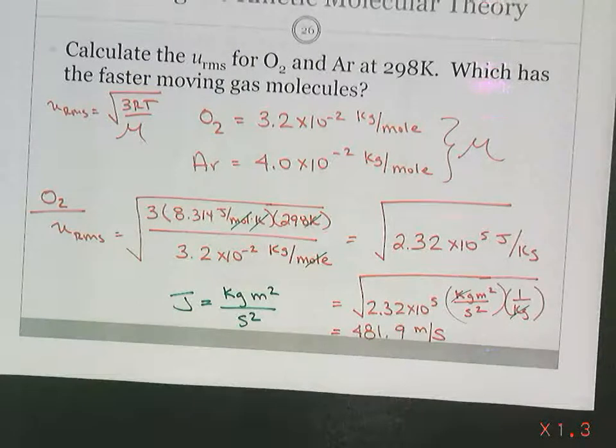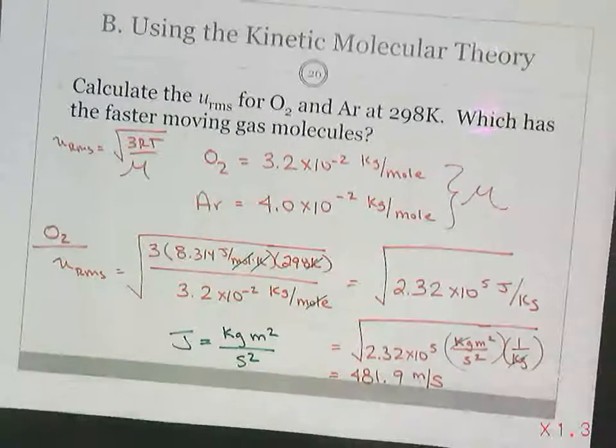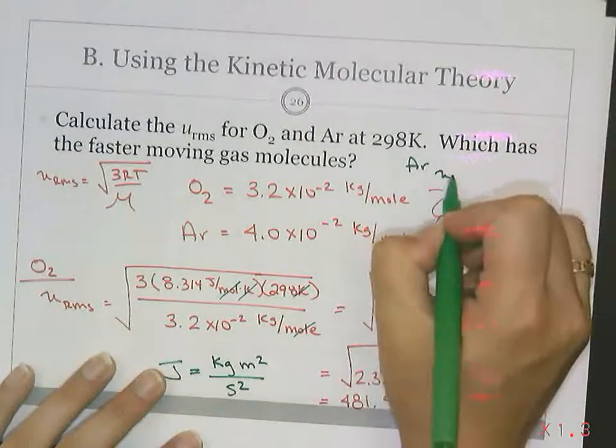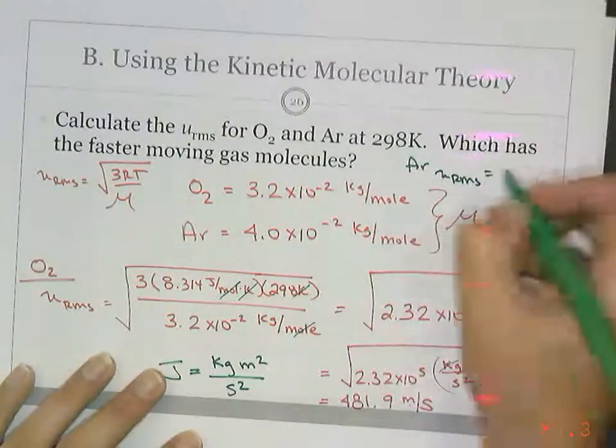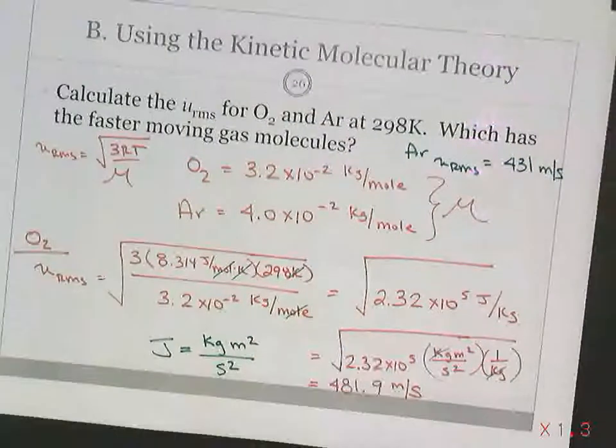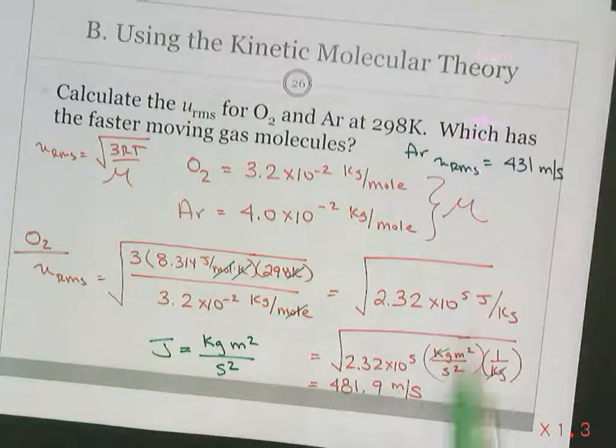If you do the other one, which you should probably do on your own, I'll just tell you what the answer is so you can double check your math. Argon has a root mean squared speed of 431 meters per second, which is slower than oxygen, which you knew to be true anyway. But now you have numbers to back up your factual statements.